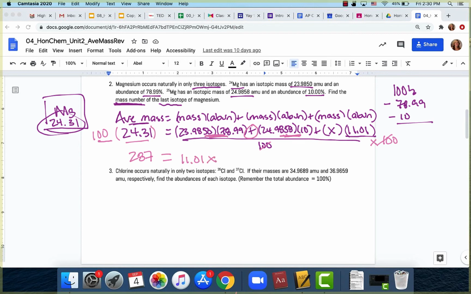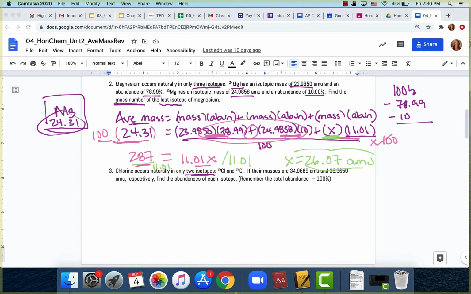I moved all of this to the other side and subtracted from this. That's where the 287 came from. And this 11.01 times X, that's what that is. Then to solve for that, I'm going to divide both sides by the 11.01, and that gives me my X value, which is 26.07 AMU. Once you get it set up, it's pretty much a giant algebra problem where you're solving for X.